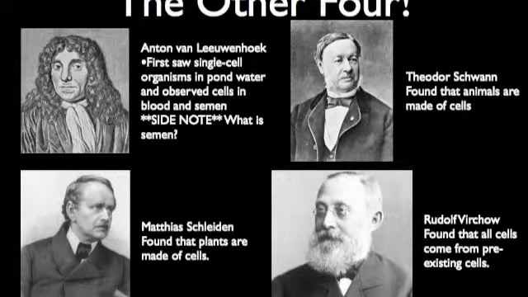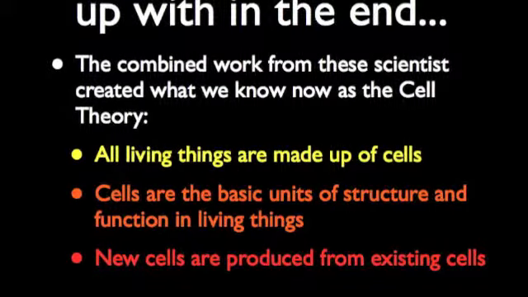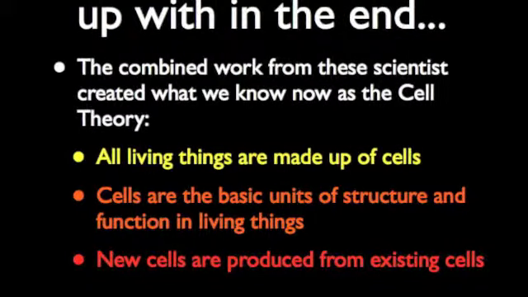Matthias Schleiden found out that all plants are made of cells. Theodor Schwann found out that all animals are made of cells. And lastly, Rudolf Virchow found out that all cells come from pre-existing cells. After the work from all these 5 scientists was put together, they created what is known as the cell theory.